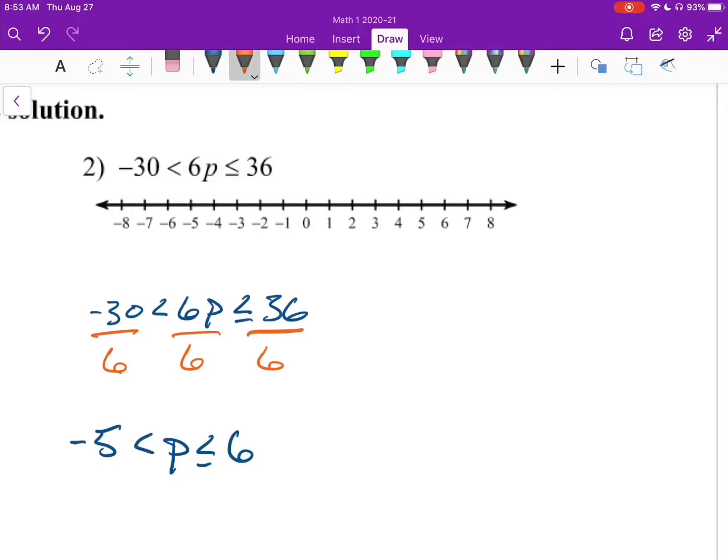I go here, I'm going to do an open dot on negative 5, a closed dot on 6. And another way to read this is to say that p is between those, right? Because it says that negative 5 is smaller than p, which is smaller than 6. So we know that we're going to be shading in the middle.